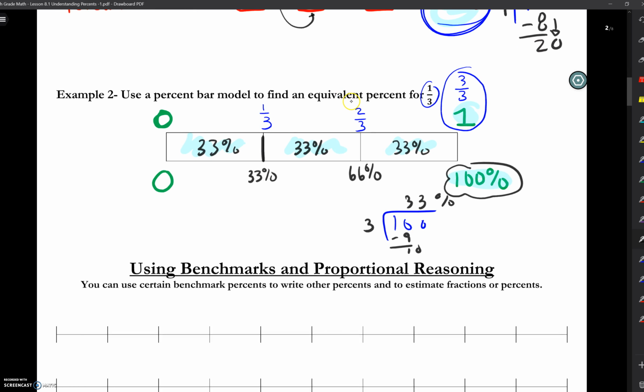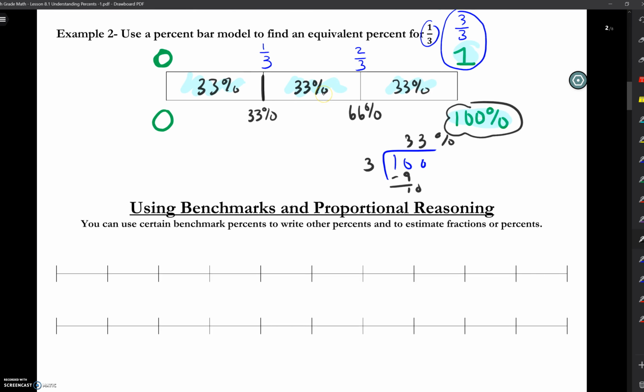Now we have benchmark ones. And so I have 2 double number lines. I'm going to do my first one on top, and I'm going to go all the way to 1.